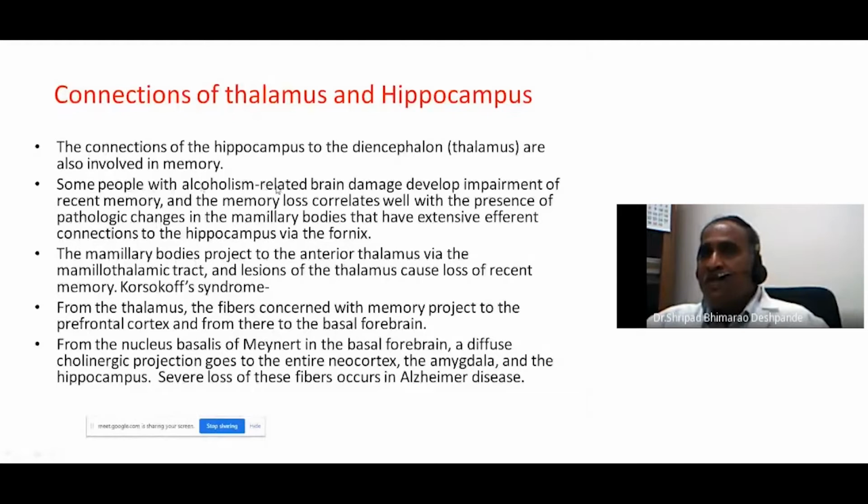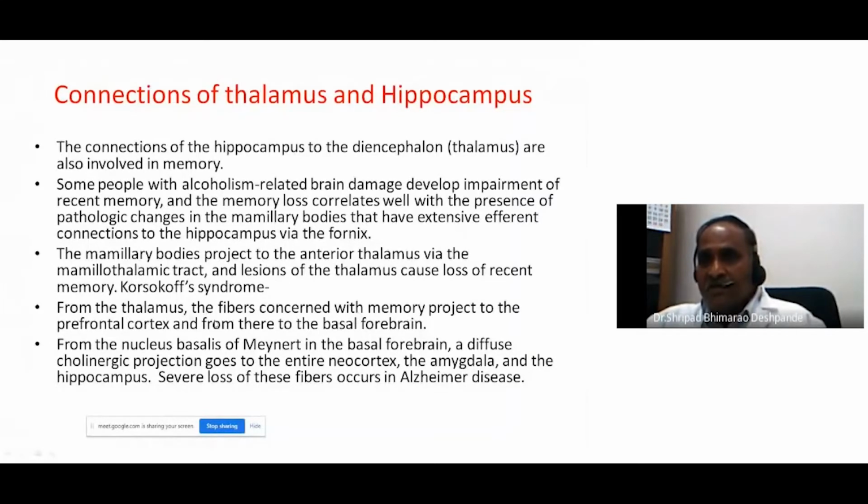Some people with alcoholism-related brain damage develop impairment of recent memory, and the memory loss correlates well with the presence of pathologic lesions in the mammillary bodies and the mammillothalamic tract from the mammillary body to the anterior thalamus. There are lesions there, and that produces the disorder known as Korsakoff syndrome. There is a loss of recent memory, what is called anterograde amnesia, where he cannot form new memory.